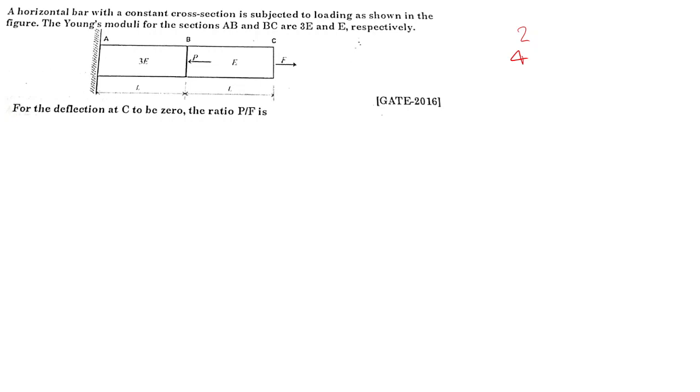Okay, now we'll start. If there is any support, try to make the FBD from the free end. Keep this in mind. So we'll start the FBD from here. First we'll draw the BC part. Here F is there, and here we'll apply force F.